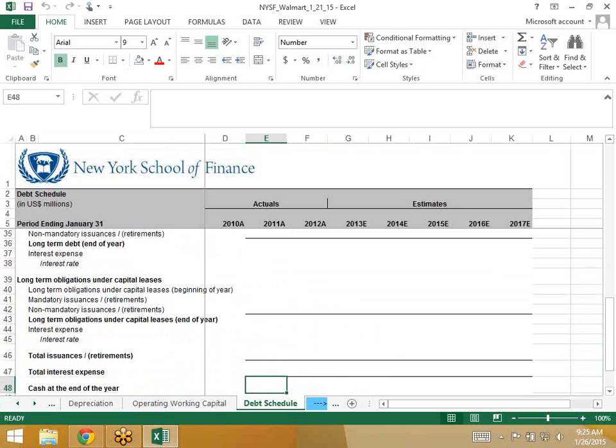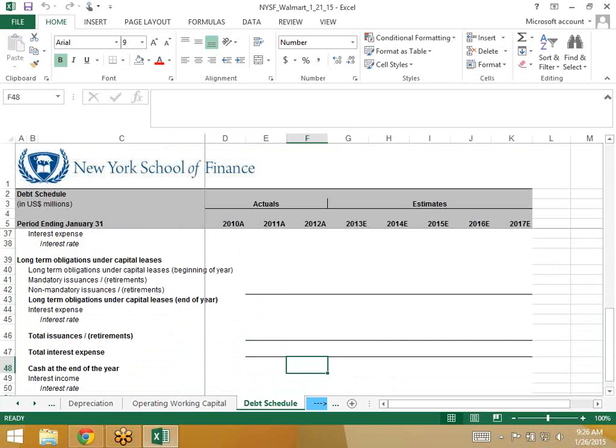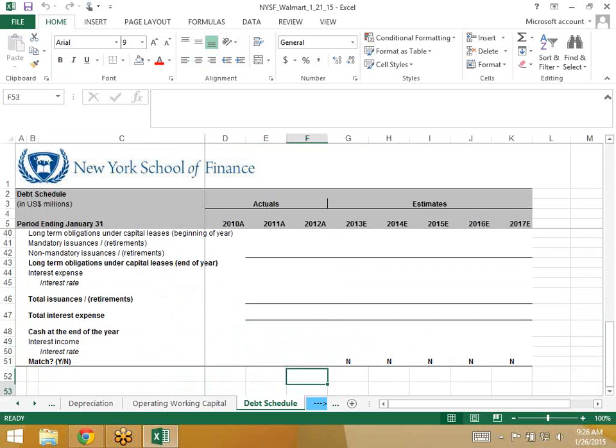At the bottom, we have some totaling line items. So you'll always have the total issuances and retirements, total amount of debts raised and paid down, the total interest from all debts from above. We're going to calculate the cash at the end of the year, the new cash at the end of the year that's going to be calculated from above, and the interest on that cash. So again, it's not a very straightforward schedule. It's a schedule that needs practice, and I don't expect you guys to get it in the first shot, but let's just go through it.